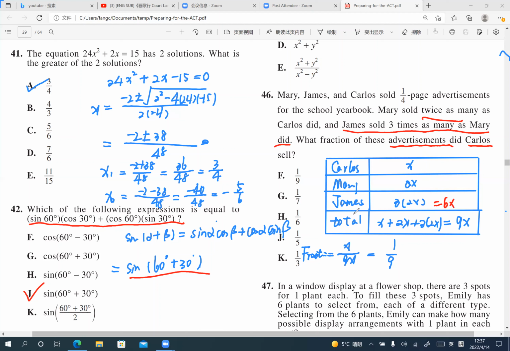So the total number of advertisements the 3 people sold should be equal to x plus 2x plus 3 times 2x, which is 9x. Therefore, the fraction of these advertisements that Carlos sold should be equal to x divided by the total 9x, which should be equal to 1/9. We should choose option F.